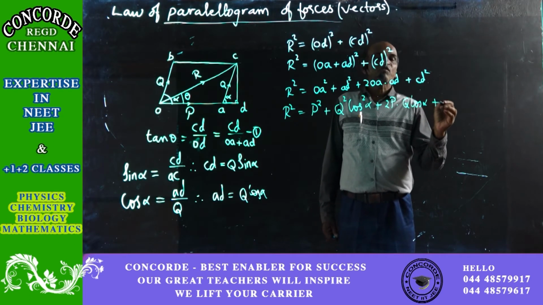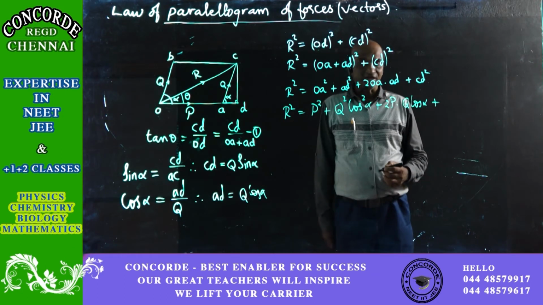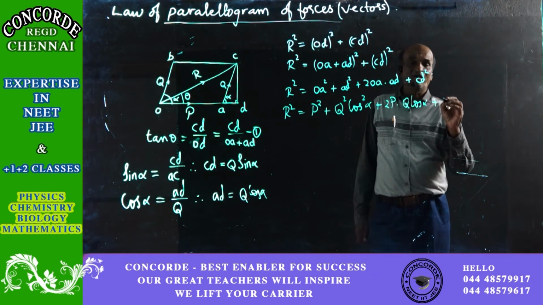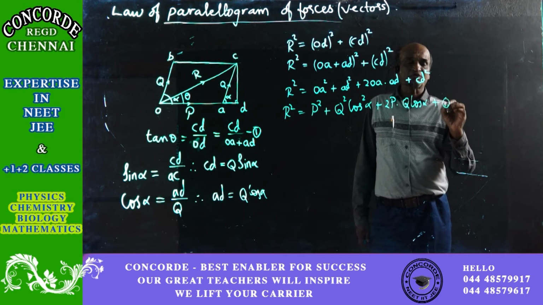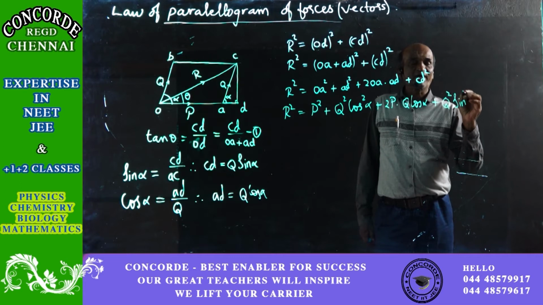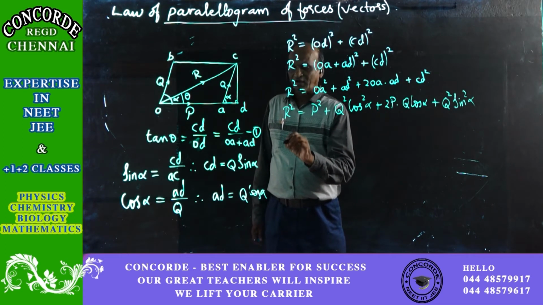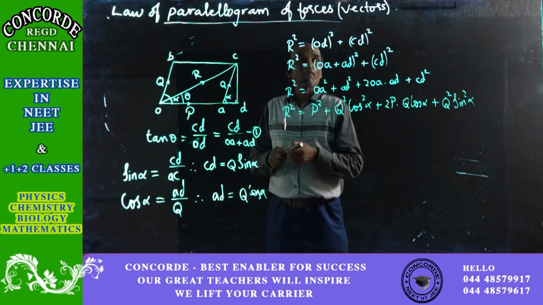Now, CD square is left out. From the equation CD is equal to Q sin alpha, CD square will be Q square into sin square alpha. So simplifying this further, we now get R square.